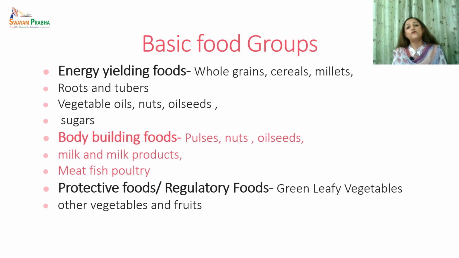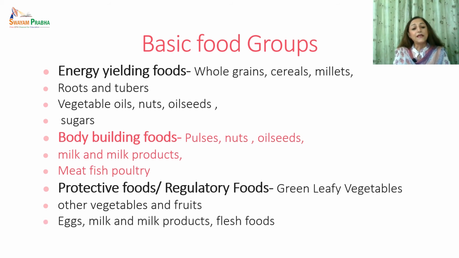Other vegetables and fruits provide us fibers and antioxidants. They also provide many phytochemicals. Along with that, fruits and vegetables which are colored in nature contain vitamins such as vitamin A. Similarly, eggs, milk and milk products, and flesh foods are also considered food items which provide us some protection against diseases.